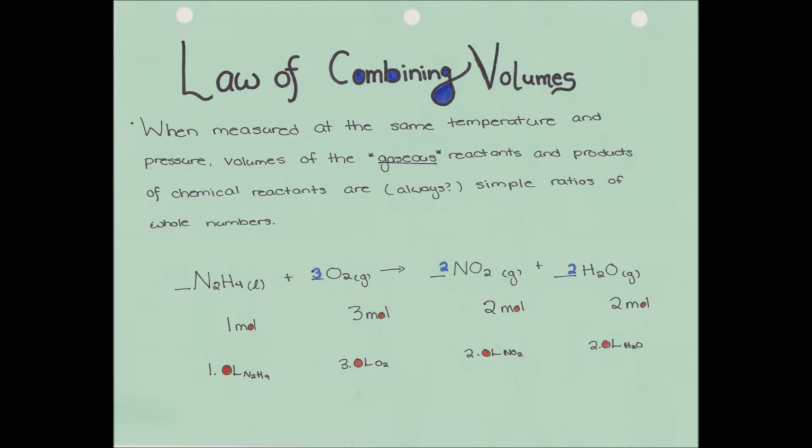These also are the same when you're looking at volumes of these molecules. The volume of N2H4 would be 1.0 liters of N2H4, and then oxygen would be 3.0 liters of oxygen, and then NO2 would be 2.0 liters, and then H2O would be 2.0 liters of H2O.